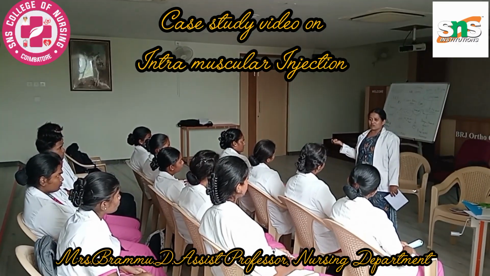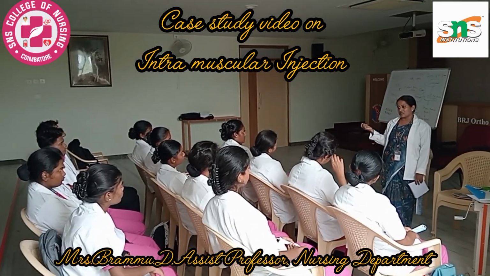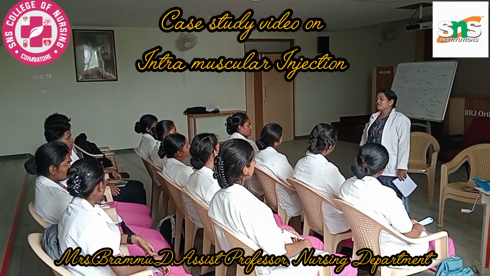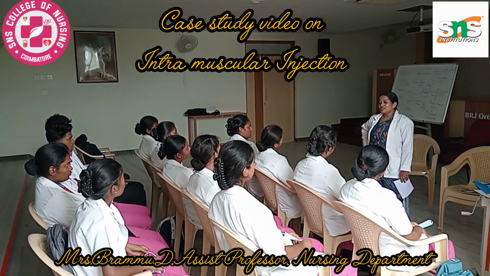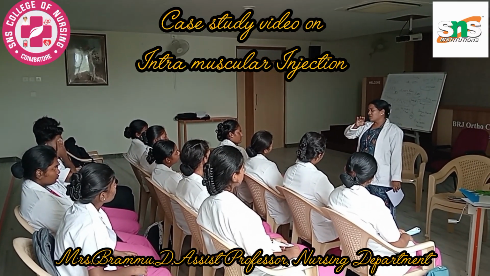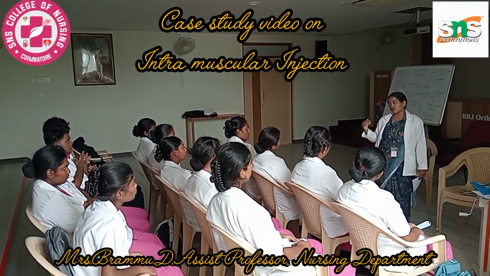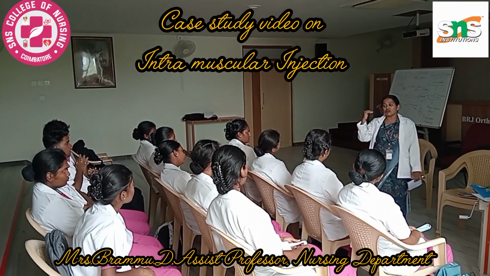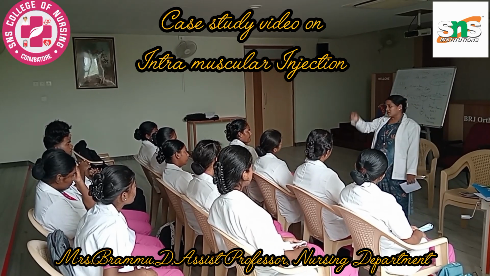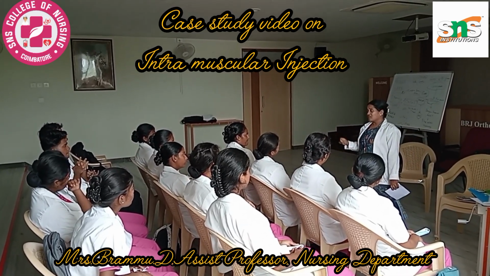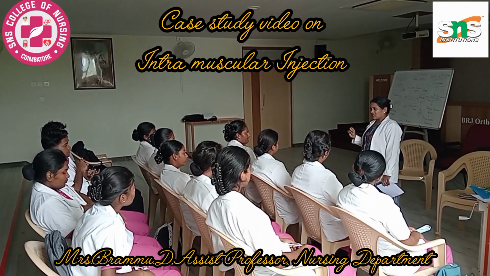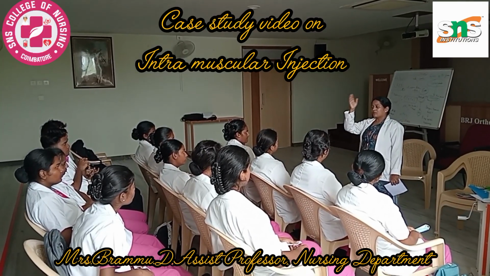And if it is ventrogluteal, or you call it the anterior aspect of the gluteal muscle, always divide the buttock into 4 regions, and always give in the upper outer quadrant, not on the lower quadrant. Why not the lower quadrant is that you have the peroneal nerve. That nerve can get damaged. So that's the reason we give in the upper outer quadrant.